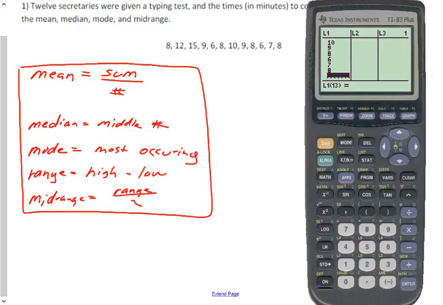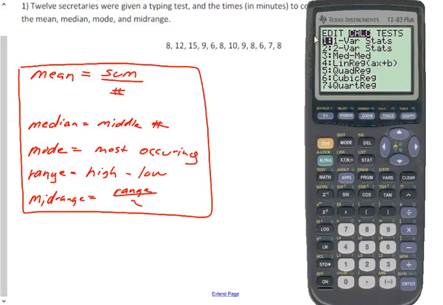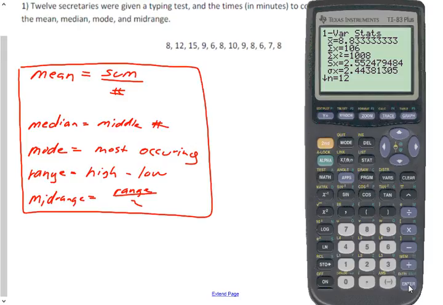Like so. And it's a good idea just to kind of cycle through and make sure we didn't skip anything. Looks pretty good. Now we're going to go to calculate, but instead of our regression equations, which is what we used before, I want to go to one variable statistics. And what this does is it's going to bring up every single statistical measure that our calculator will give us.